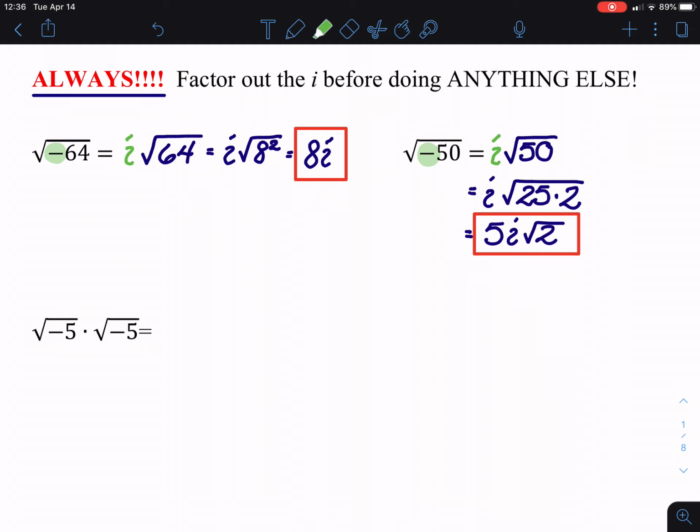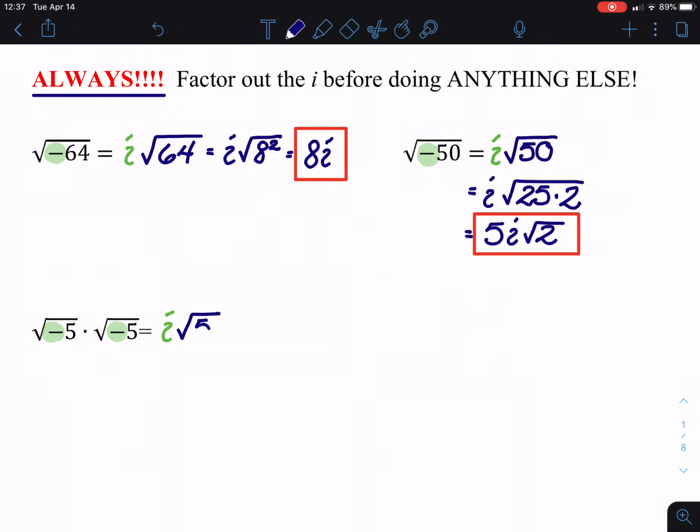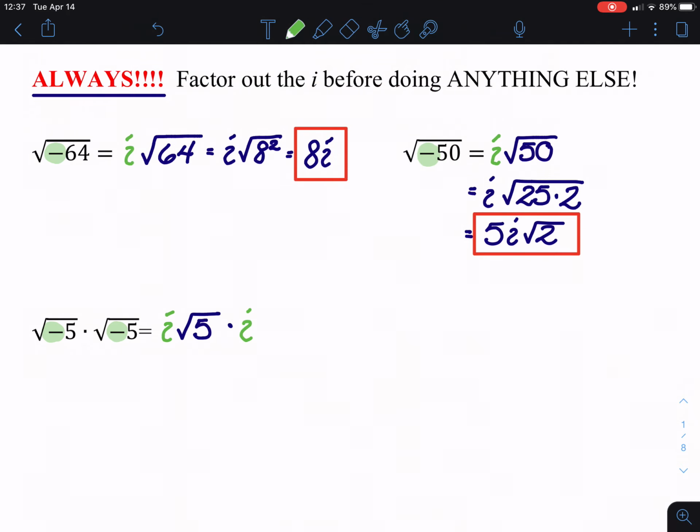All right. Now then, for this last example here, I have the square root of negative 5 times the square root of negative 5. So keep in mind, I have those negatives, and as I said before, you need to factor those out first before we do anything else. So this is going to be i times the square root of 5, and that's going to be multiplied by, again, i times the square root of 5.